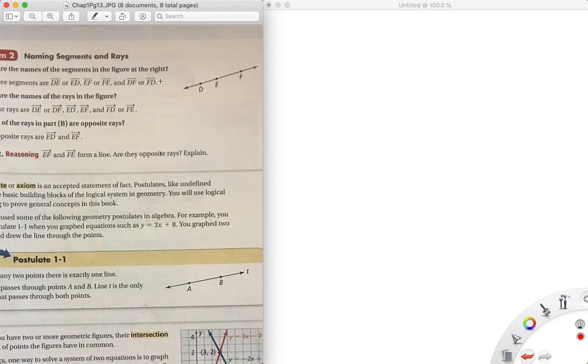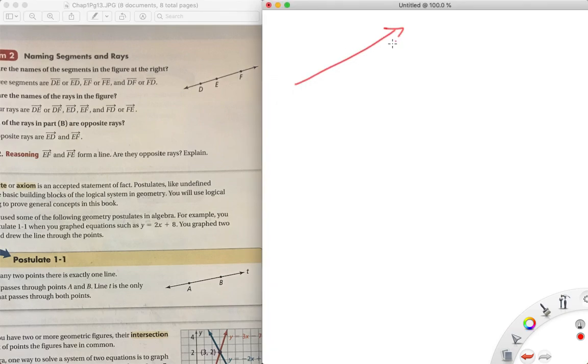So we have this situation here. This is actually a really good question. So we have line DEF. And they ask you a pretty good question. They said, okay, what about ray EF and ray FE?